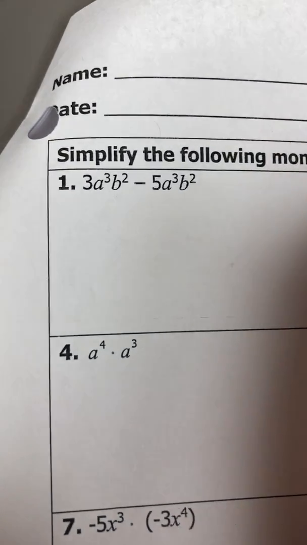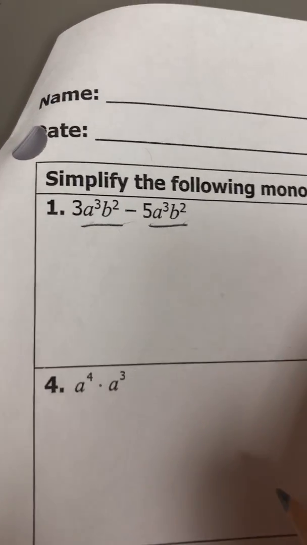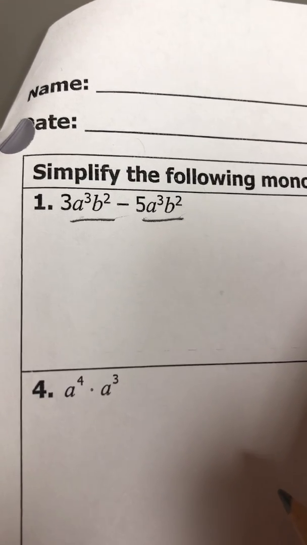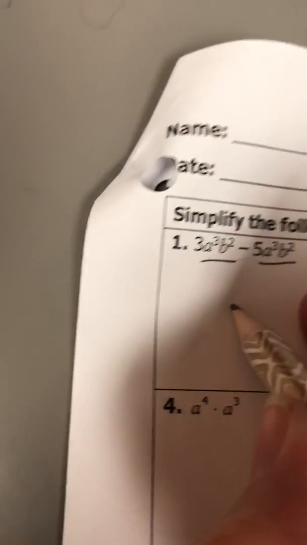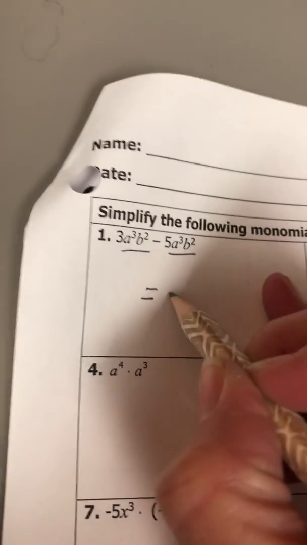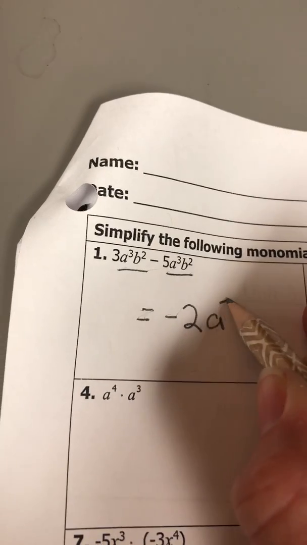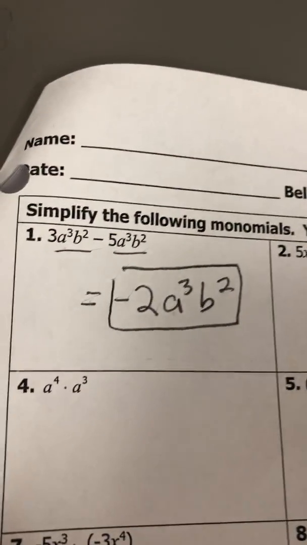I have, oh great, like terms, right? So they are both a to the third, b to the second, which makes this a little bit easier. So now I'm just subtracting 3 minus 5, and I'm going to end up with negative 2. And I get to hold on to the rest of the term. And that is my final answer there.